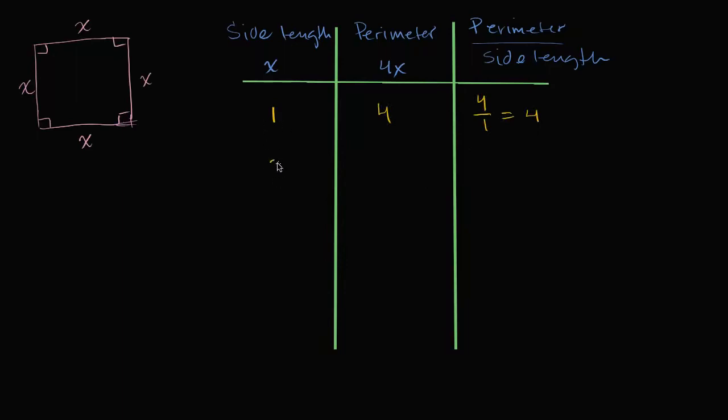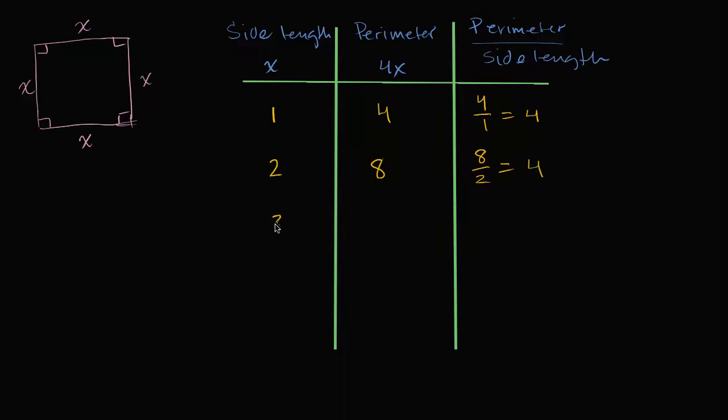Now what if the side length is 2? Well, then the perimeter is going to be 2 plus 2 plus 2 plus 2. It's going to be 4 times 2. That's going to be 8. So the ratio is going to be 8 to 2, which is going to be equal to 4. I think we see a pattern here. The ratio of perimeter to side length, it looks like it's always going to be 4.